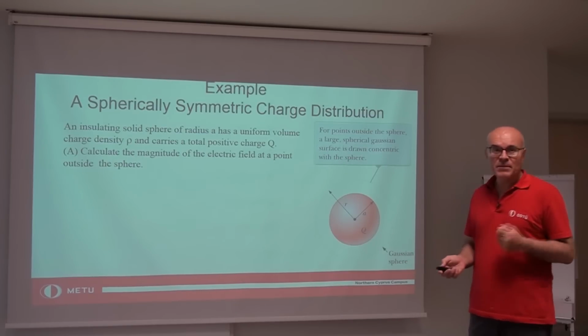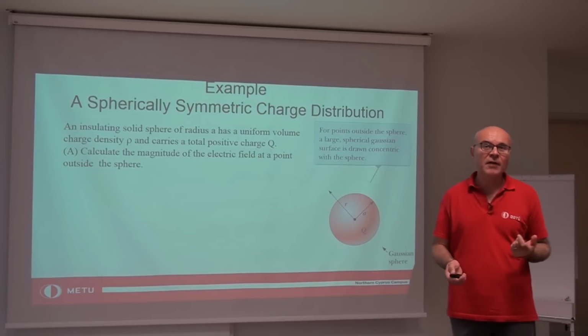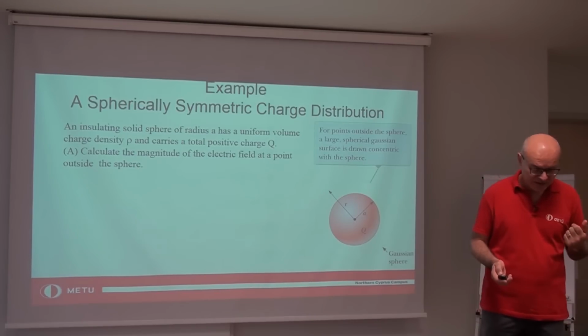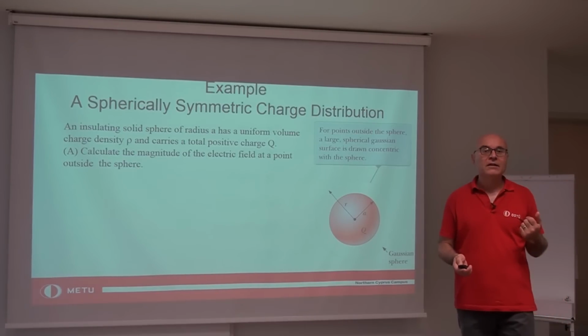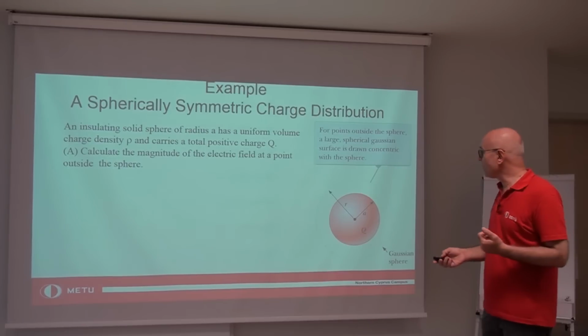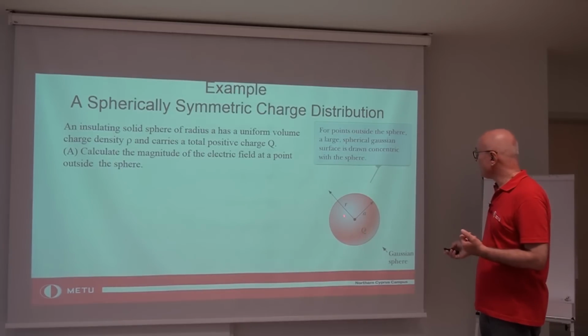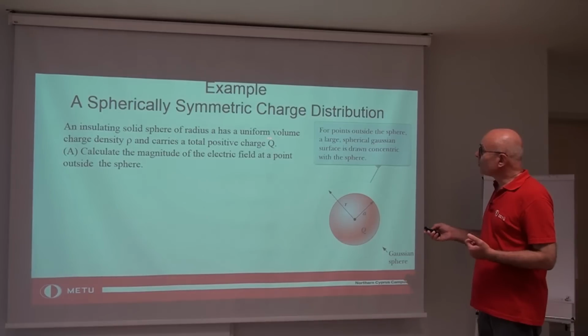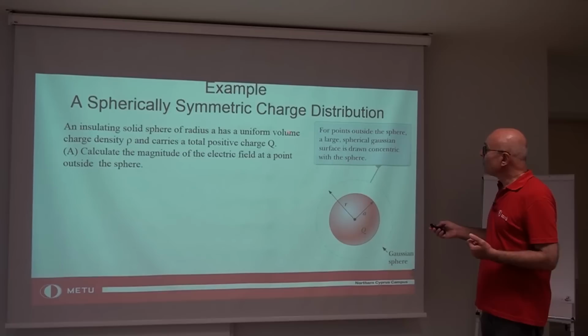Let's consider a specific example in this case and see how we can apply what we have just said and apply our strategies. Our example is a solid sphere which carries a total charge Q, and this charge Q is uniformly distributed over its volume so that it has a constant volume charge density rho.